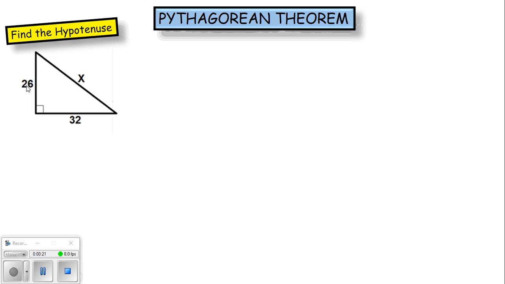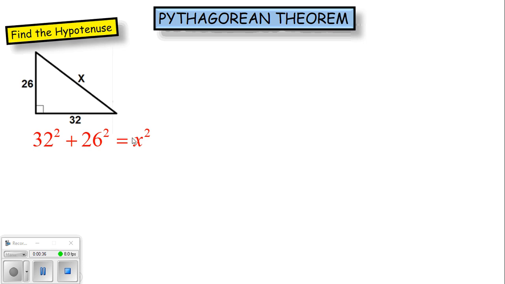The two legs, in this case 26 and 32, it doesn't matter which one's a or which one's b, but they go in for a and b. Hypotenuse, C, the long slanty side always has to go into that formula for C. So we're going to do this. We're going to do 26 squared plus 32 squared equals x squared.